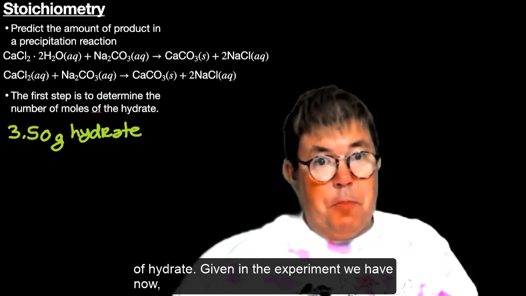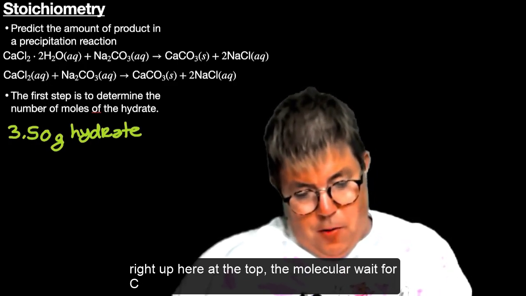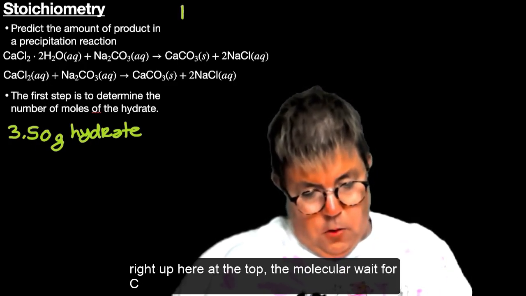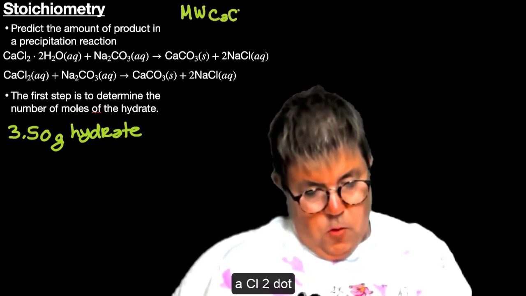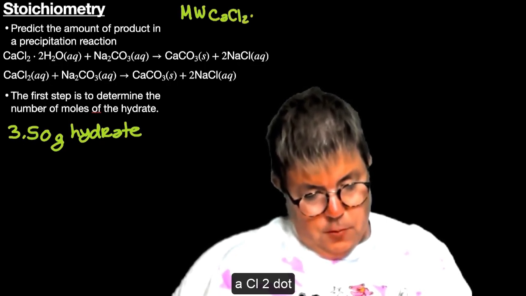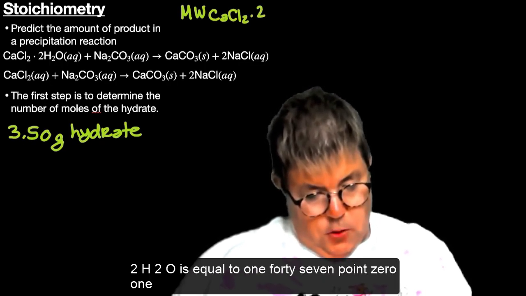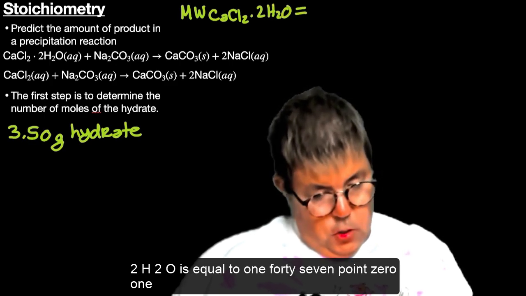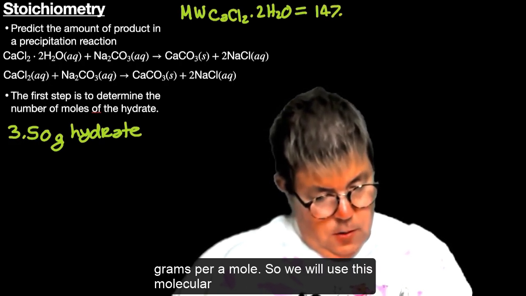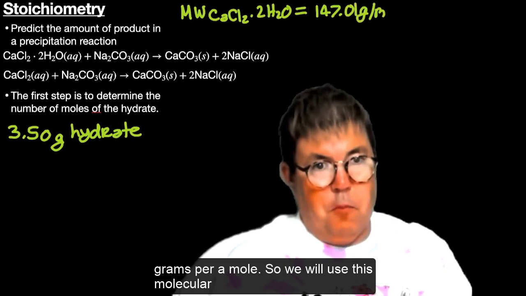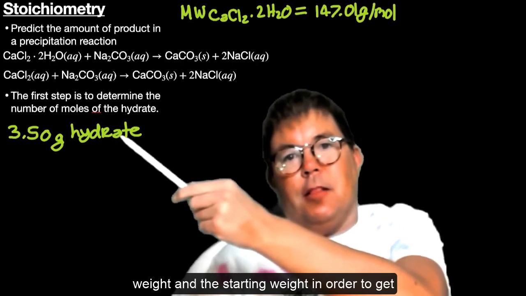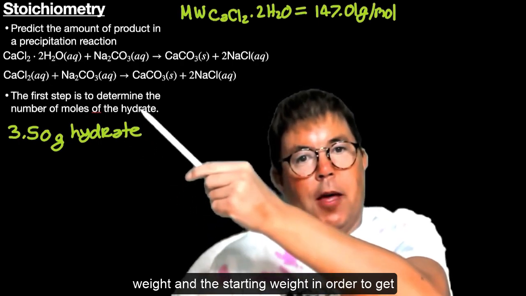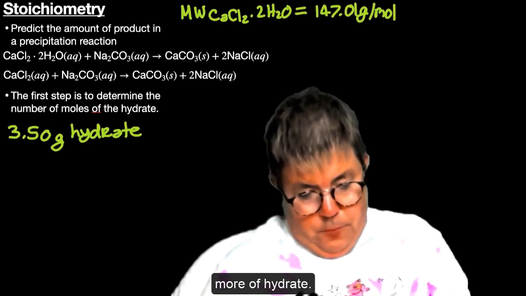Given in the experiment, we have now right up here at the top the molecular weight for CaCl2 dot 2H2O is equal to 147.01 grams per a mole. So we will use this molecular weight and the starting weight in order to get moles of hydrate.